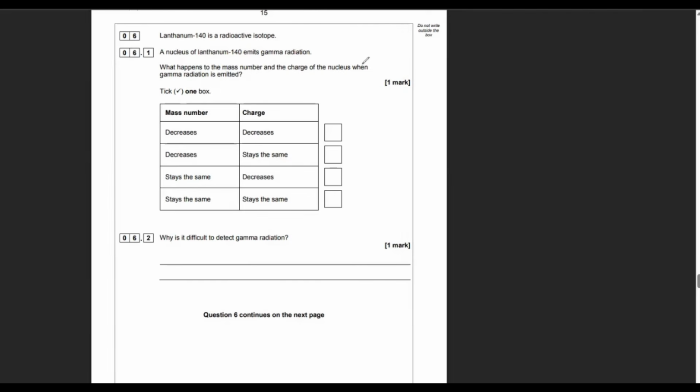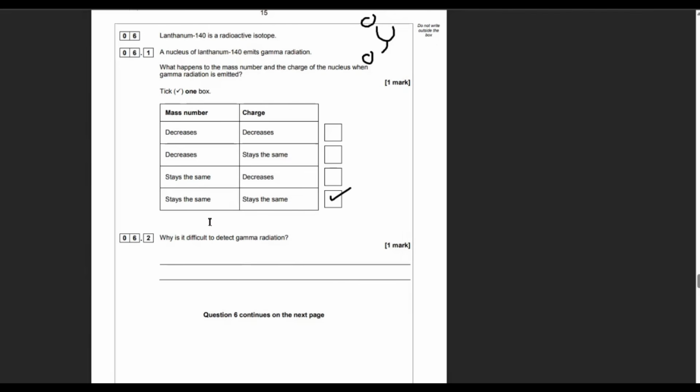So you've got to wonder about what gamma radiation is, and you should know the symbol. It kind of looks like a weird Y, and it has 0 and 0. It has zero mass, zero charge. And so the nucleus stays the same. Absolutely nothing happens to the mass number and the charge of the nucleus when gamma is emitted, because it's not a particle. It's part of the electromagnetic spectrum.